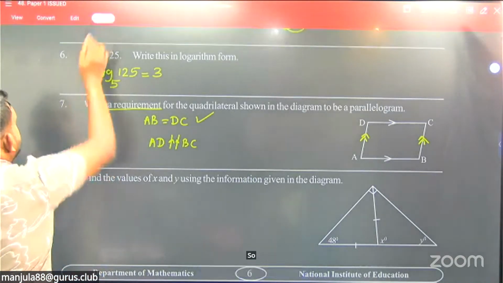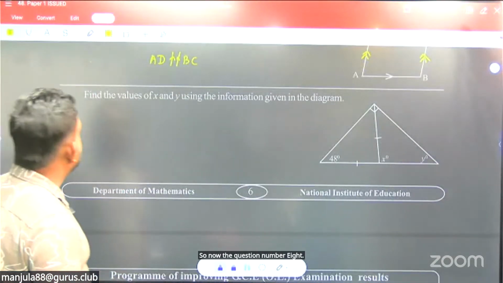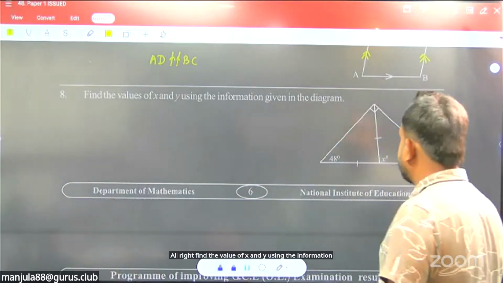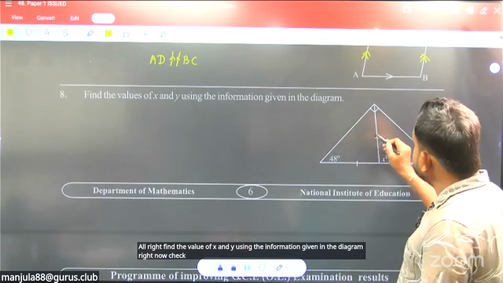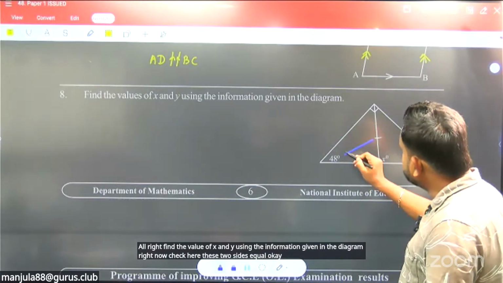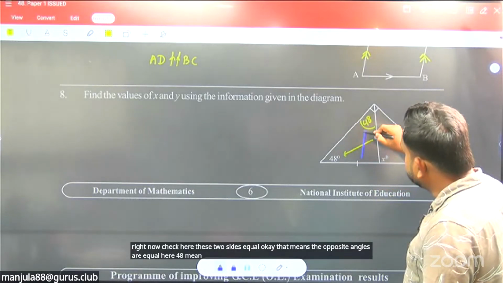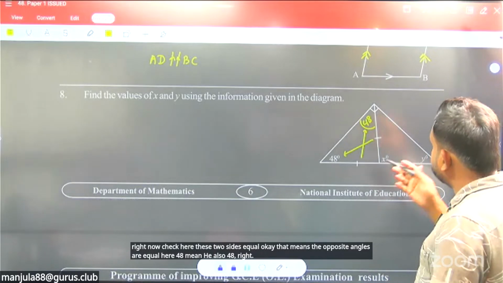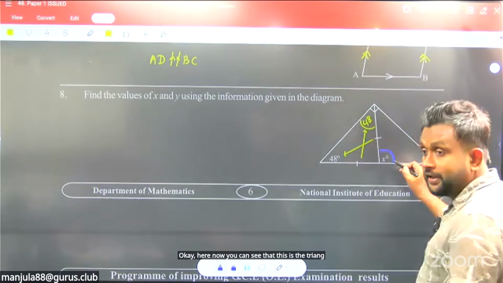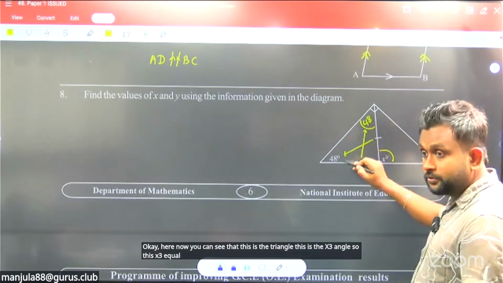So now question number 8. Find the value of x and y using the information given in the diagram. Now check. Here these two sides are equal. That means the opposite angles are equal. Here 48, so here also 48. Now you can see that this is a triangle, and this is the exterior angle. So the exterior angle equals the sum of the interior opposite angles.